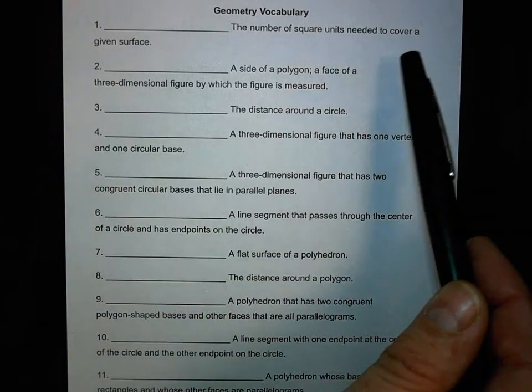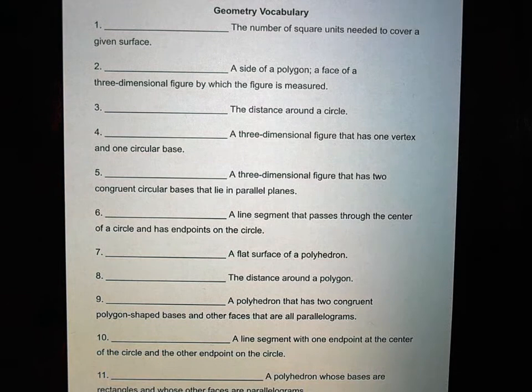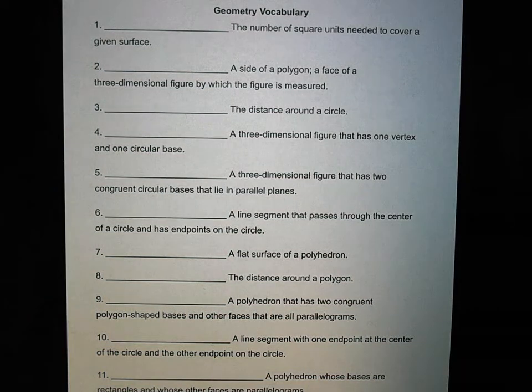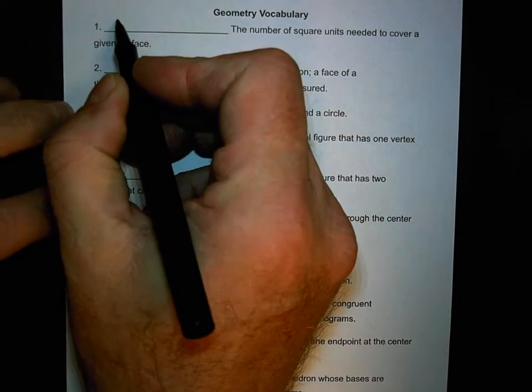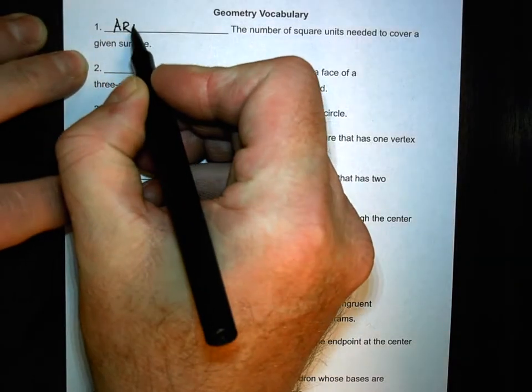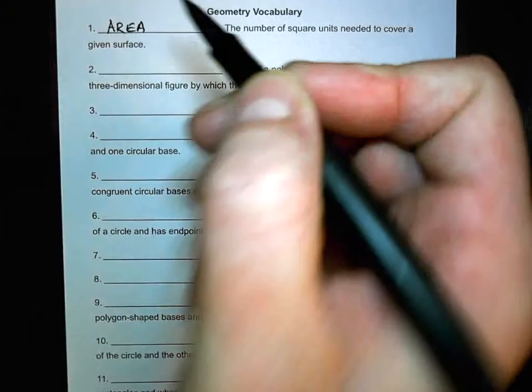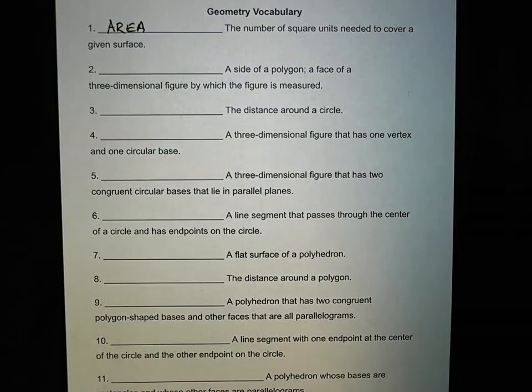So, the number of square units needed to cover a given surface, we call that area. So, area is the number of square units. It could be square feet, it could be square inches, it could be square yards, square miles.